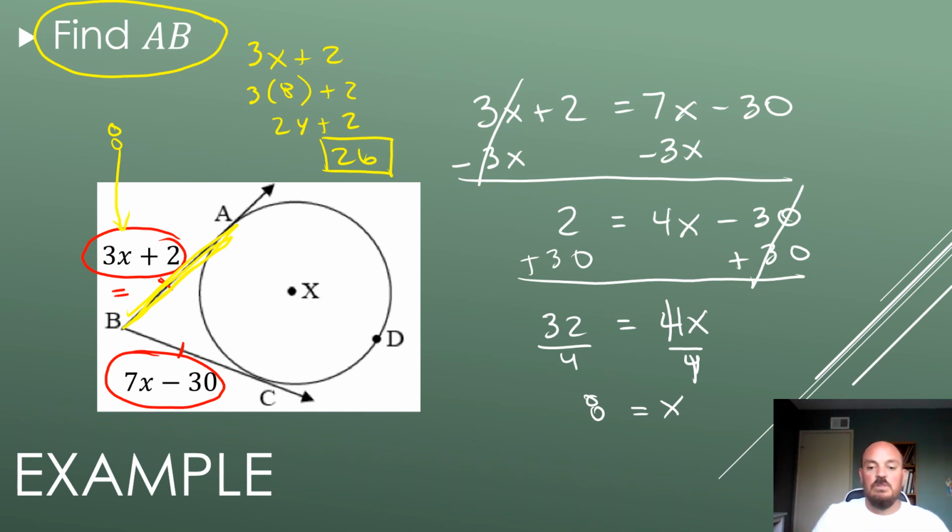One thing I've told you in the past, a good way to check your work is to try plugging 8 into the other expression, because these things are supposed to be equal. 3x plus 2 and 7x minus 30 should be equal. So what's 7 times 8 minus 30? 7 times 8 is 56, and 56 minus 30 is 26. So now we're 100% sure we did it right. We had the right x. We're getting 26 for both of them. The answer is definitely 26.